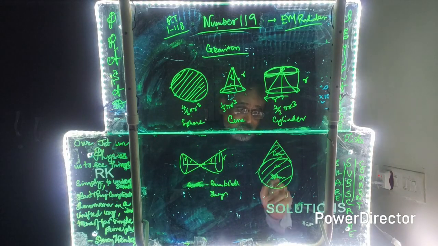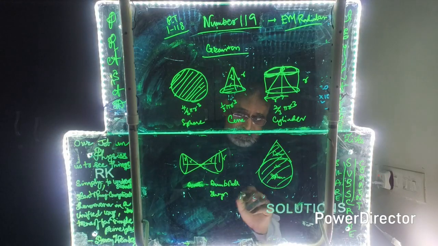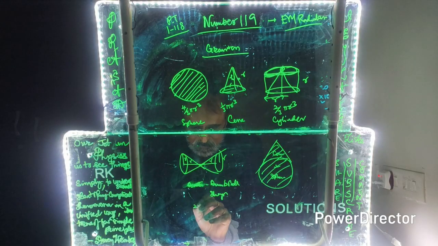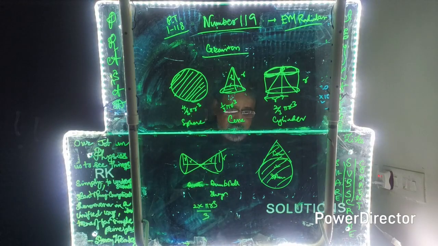Let's say. So what will this be? Of course, I forgot 2 into pi r cube. Like this, what will this be? 5 into pi r cube by 2. These are the basic structures.